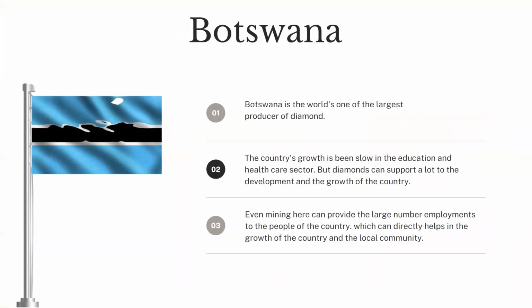So the location that we have chosen is Botswana. Botswana is one of the world's largest producers of diamond. It comes second in that case. The country's growth has been slow in the education and healthcare sector, but diamonds can support a lot of development and growth of the country. Even mining here can provide a large number of employment opportunities to the people of the country, which can directly help the growth of the country and the local community.